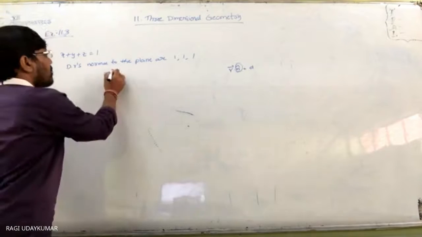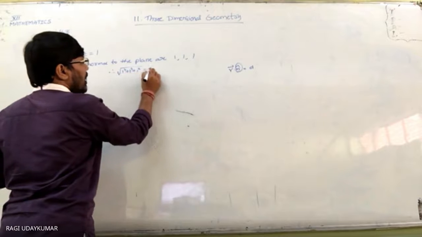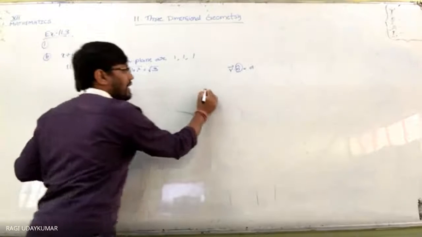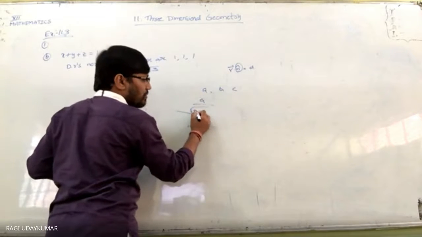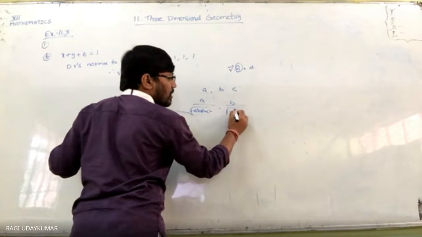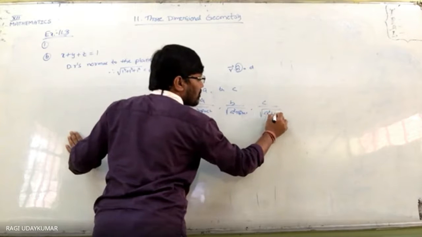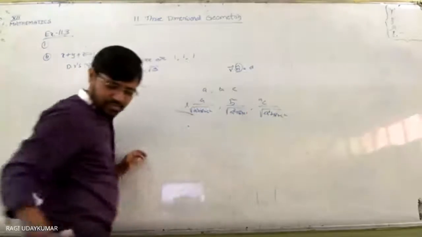You have to find out under root of 1 square plus 1 square plus 1 square. So under root of 3 you are given. So if direction ratios are a, b, c, then the direction cosines are a by under root of a square plus b square plus c square, b by under root of a square plus b square plus c square, c by under root of a square plus b square plus c square. So this is L, this is M, this is N.